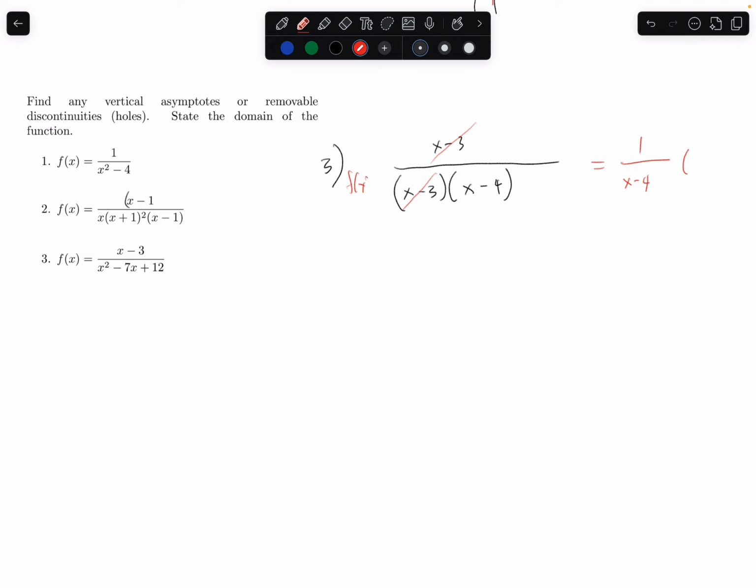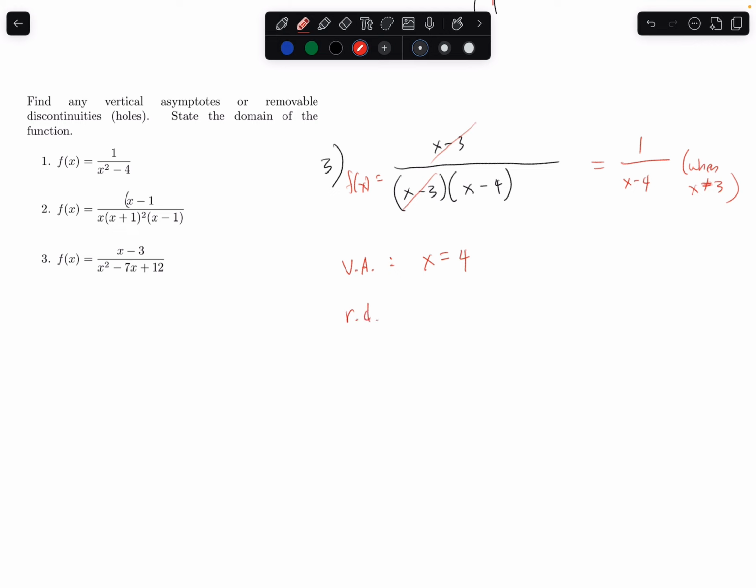So your f of x is equal to 1 over x minus 4, but as long as x is not equal to 3, because then you'd have a discontinuity lost here, right? So it behaves just like 1 over x minus 4, except when x is equal to 3. Okay, let's answer the rest of our questions. Vertical asymptote at x equal to 4.